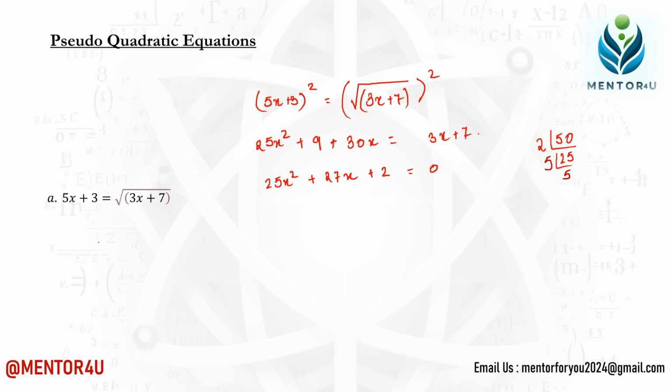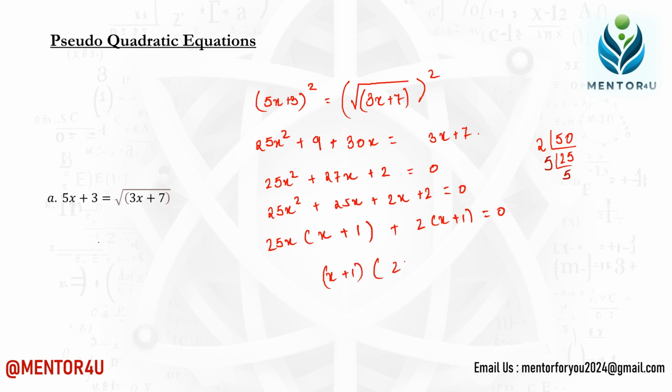So we break that 27x as 25x plus 2x plus 2 is equal to 0. Then we take 25x common, that is x plus 1. And here we take 2 common, that is again x plus 1. So now we can take that x plus 1 common from both the pairs. That will be 25x plus 2, which is left. Now to find the possible values of x, we take x plus 1 as 0, so x is equal to minus 1. Again we take 25x plus 2 is equal to 0 and x is equal to minus 2 upon 25. So these are the two values of x for which this equation is true.